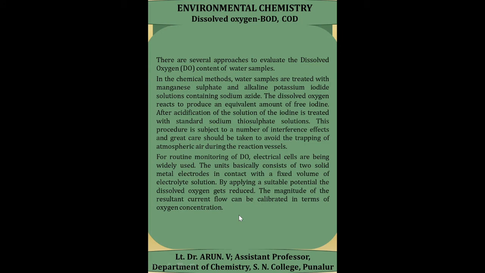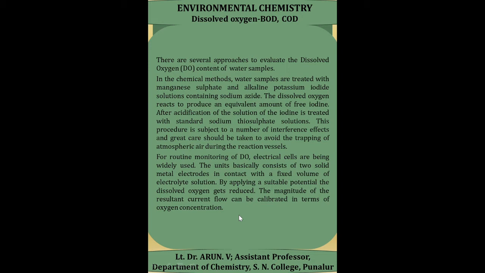There are several approaches to evaluate the dissolved oxygen content of water samples. In chemical methods, water samples are treated with manganese sulfate and alkaline potassium iodide solutions containing sodium azide. The dissolved oxygen then reacts to produce an equivalent amount of free iodine. After acidification, this solution of iodine is treated with standard sodium thiosulfate solution, and we can find out the amount of dissolved oxygen in that sample of water.